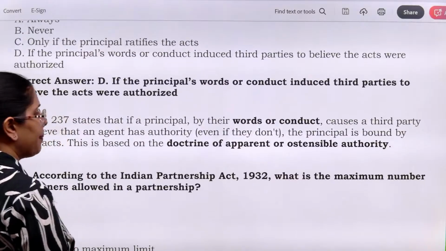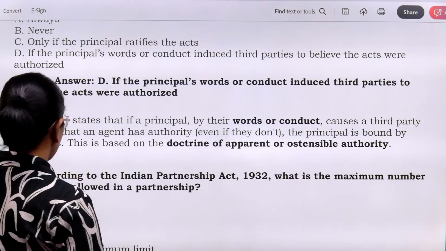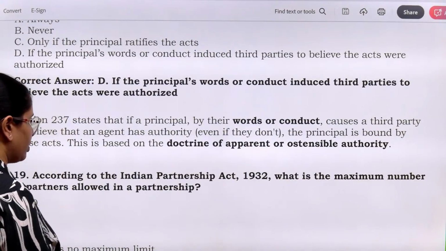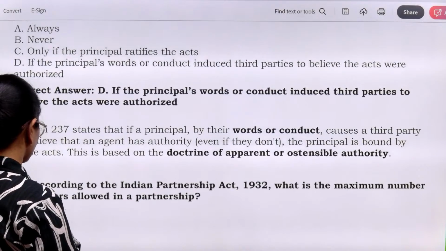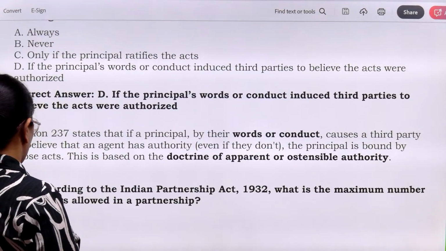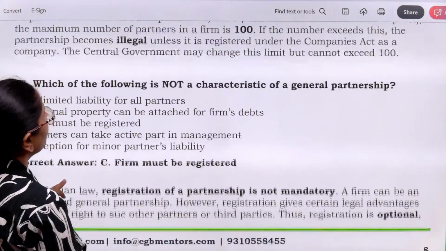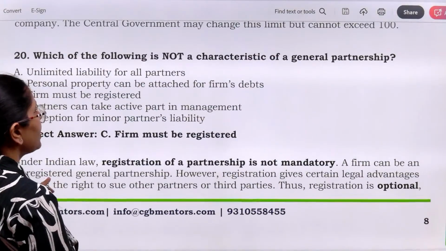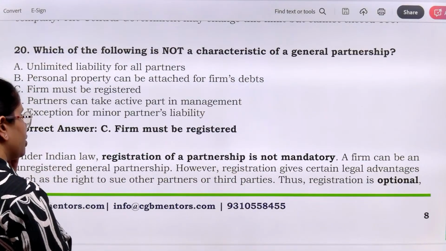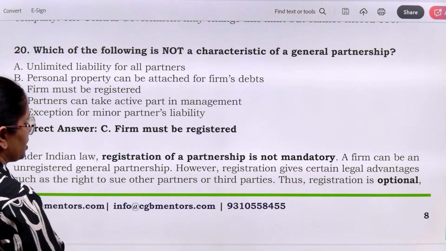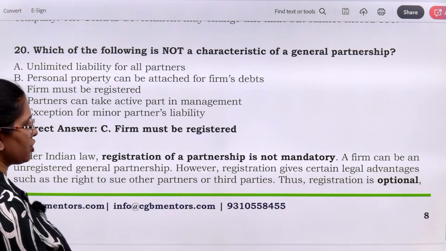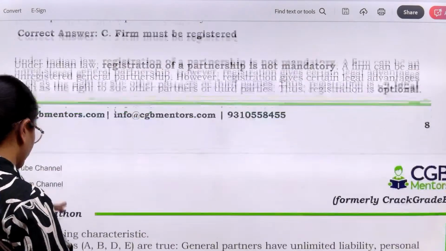Now, as per the Indian Partnership Act 1932, what is the maximum number of the partners which are allowed in the partnership, right? So, over here the correct answer is 50. Now, which of the following is not a characteristic of general partnership? So, firm must be registered. This is not the characteristic because registration of the partnership is not mandatory.